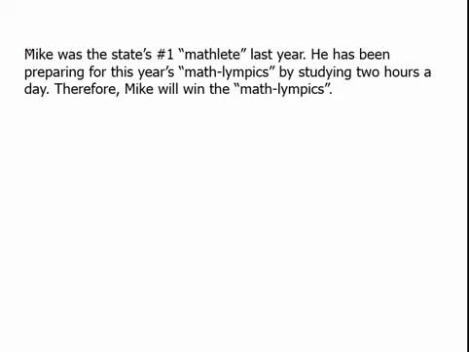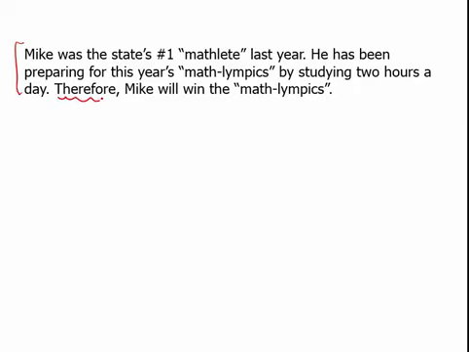First off, let's take a very softball approach here by having something very simple. This is not, of course, on the level of an actual GRE paragraph argument question, but this will help us better understand what it is to weaken the conclusion. So here we have Mike. He's the state's number one mathlete last year. That's the fact. That's a premise. He has been preparing for this year's Math Olympics by studying 2 hours a day. That is the other fact. Finally, there's the conclusion. Therefore, Mike will win the Math Olympics. That's the conclusion. That's the important part.